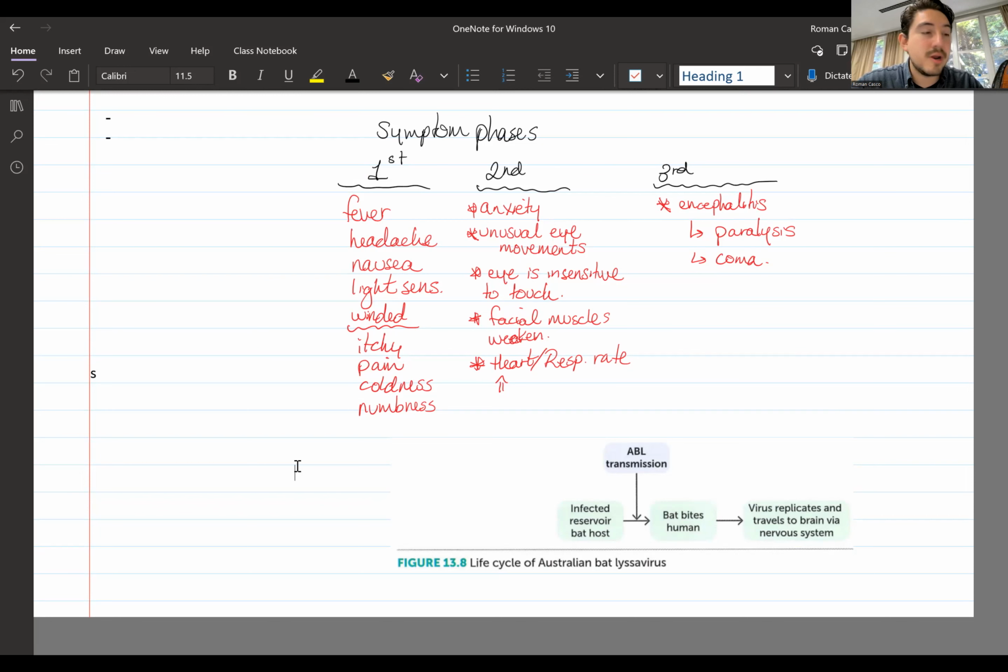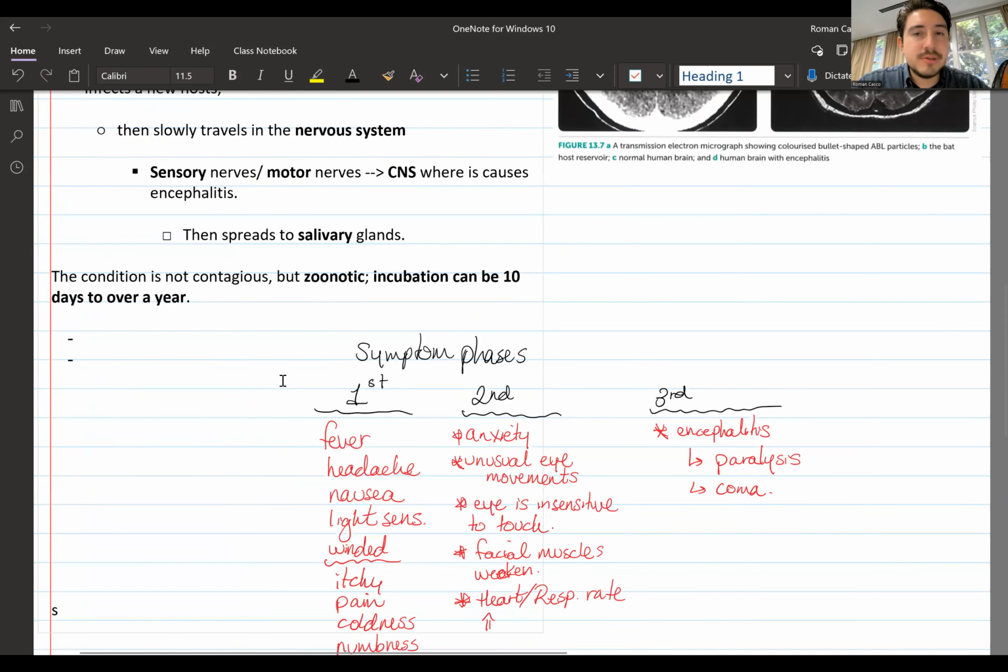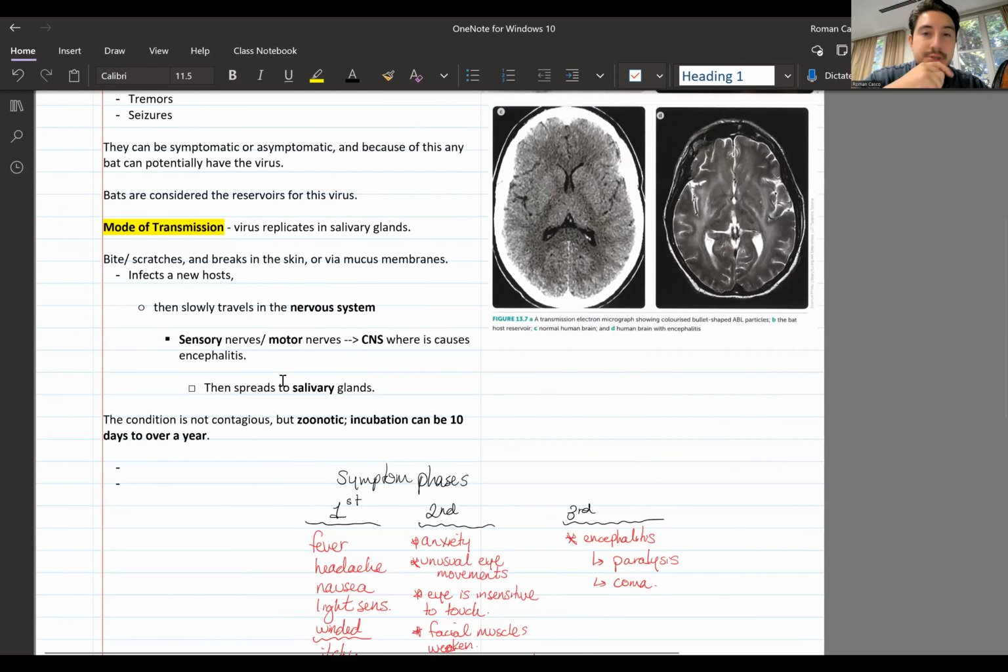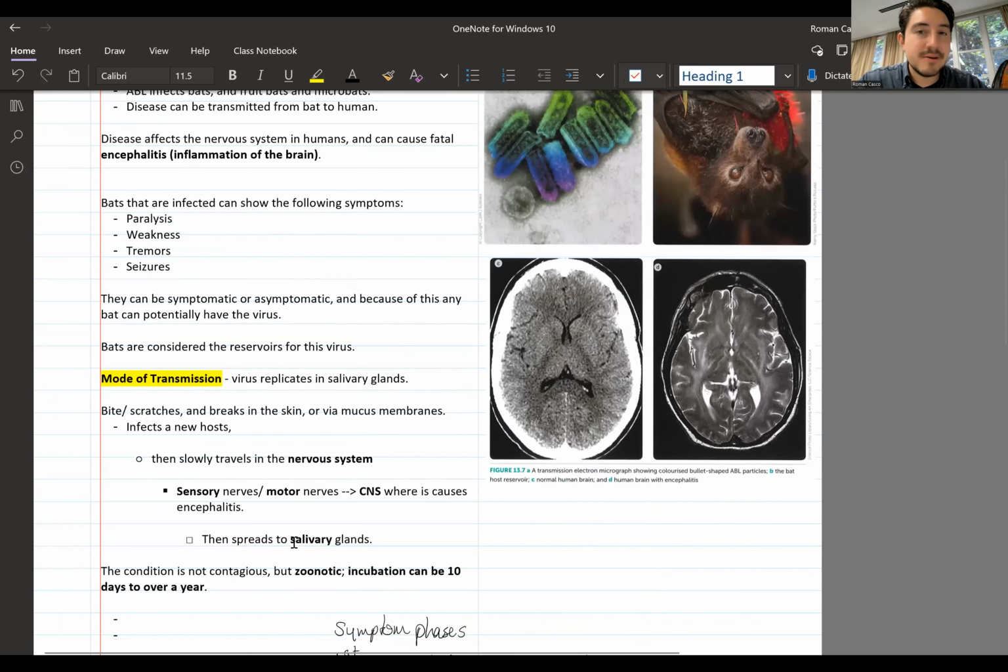And there's that ultimate third phase, where you've reached the critical point where you have encephalitis, you have that inflammation of the brain, which in earlier instances of encephalitis, you can have paralysis, whole body paralysis, you can enter a coma, and if left, of course, untreated or it's untreatable at that stage, the likelihood of death is pretty high, right? So very critical, very important to understand how this virus works and where you can get it, right? Australian bat Lyssa virus, all right?